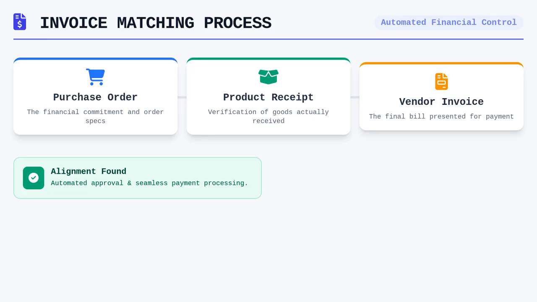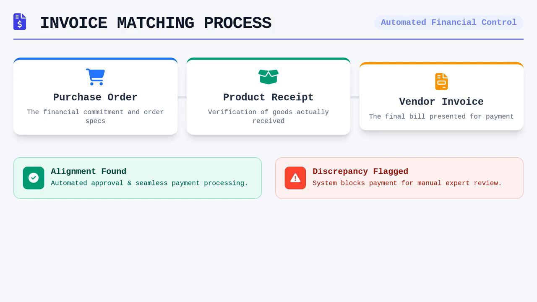If the data points do not align within the pre-configured parameters, the system flags the discrepancies for further review rather than allowing the invoice to proceed to the payment stage. This, in essence, is how we safeguard the enterprise against overcharges and inconsistent billing practices.